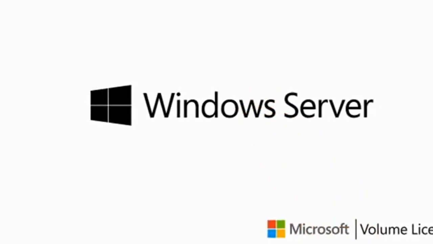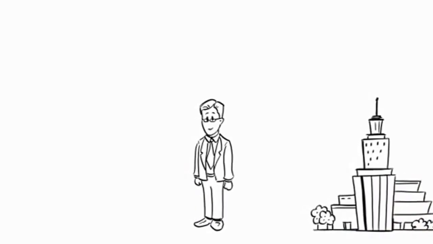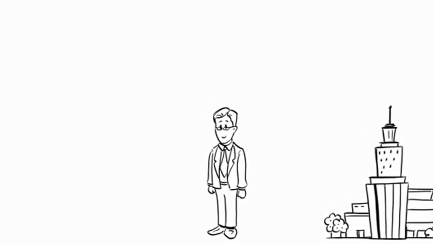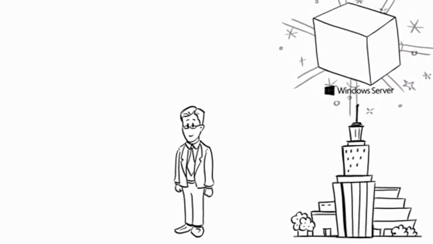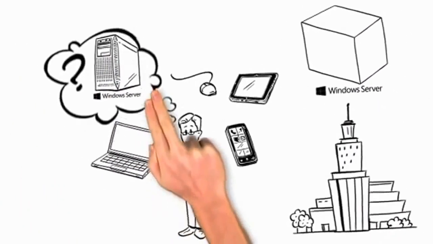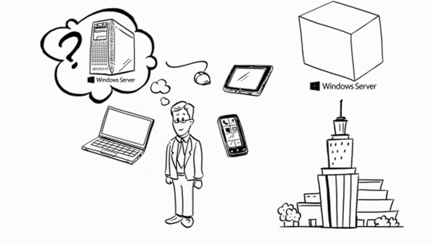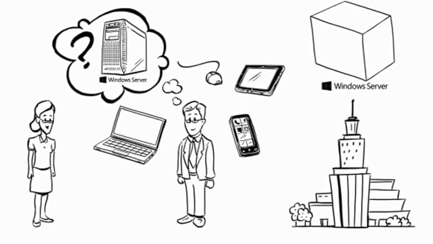Explaining Windows Server licensing. This is Brian. Brian is an IT director for a large global company. Brian has been learning about the new and improved features in Windows Server, and is excited to use it for the applications he will be deploying next year. Brian is not sure which edition will best meet his needs, so he reaches out to Sarah in IT procurement, knowing she will help him make the right decision.